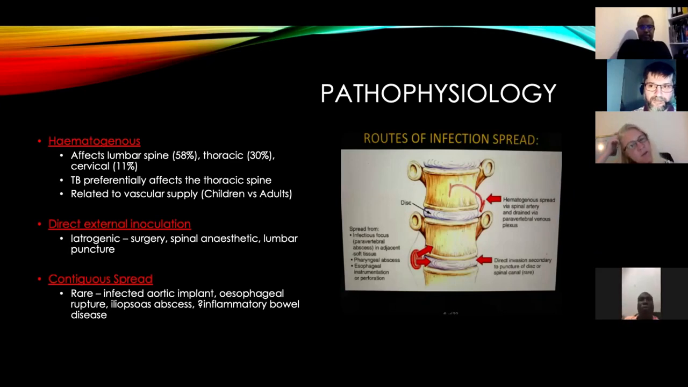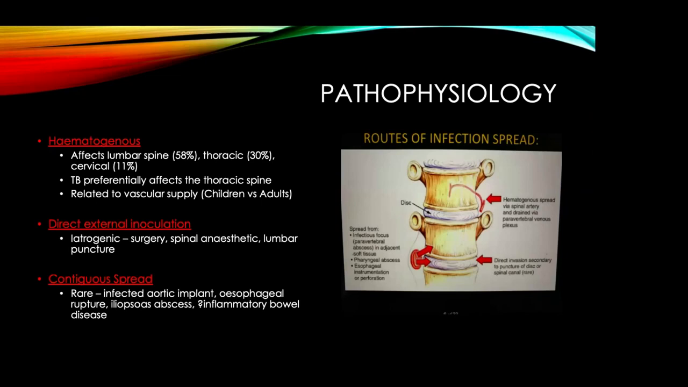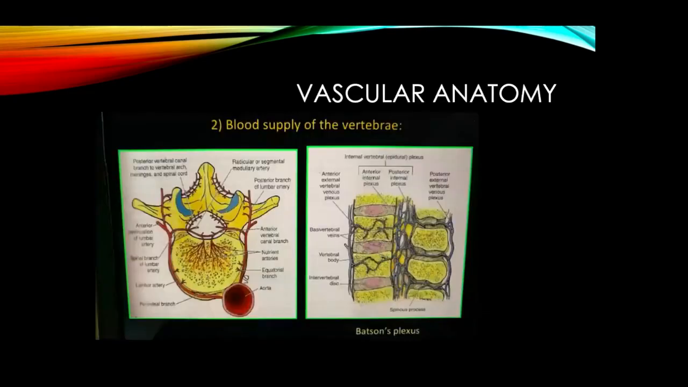as rare. So they've put down infected aortic implants, esophageal rupture, iliopsoas abscess. I've put query inflammatory bowel disease because where I'm working currently, we've actually had two patients, one who had ulcerative colitis and another one who had Crohn's disease, who were under the general surgeons and subsequently developed back pain. Both of these patients ended up with, one had an epidural abscess which needed to be drained, and the other one had quite severe spondylodiscitis with progressive deformity and progressive neurology. So I think anything within the abdomen that can get towards the spine, we need to have it in the back of our minds.